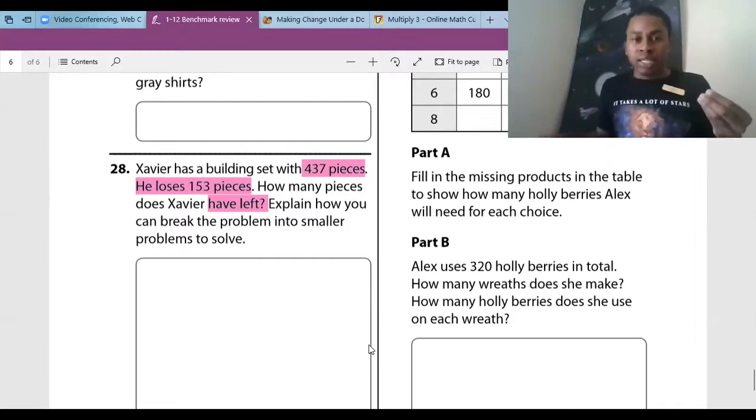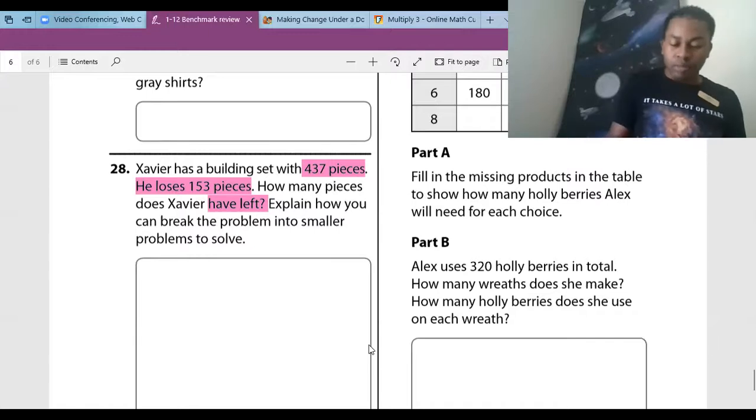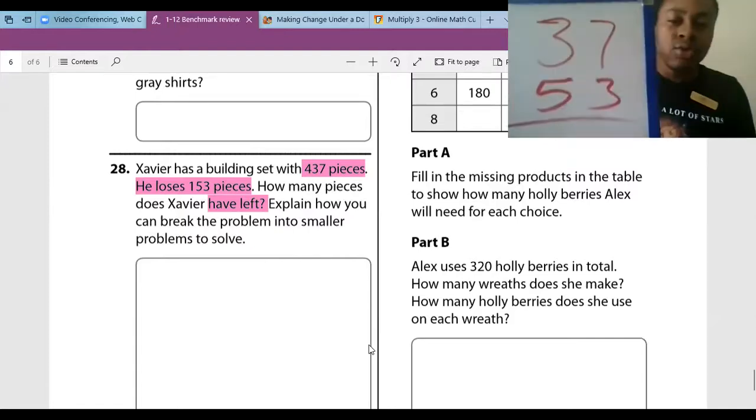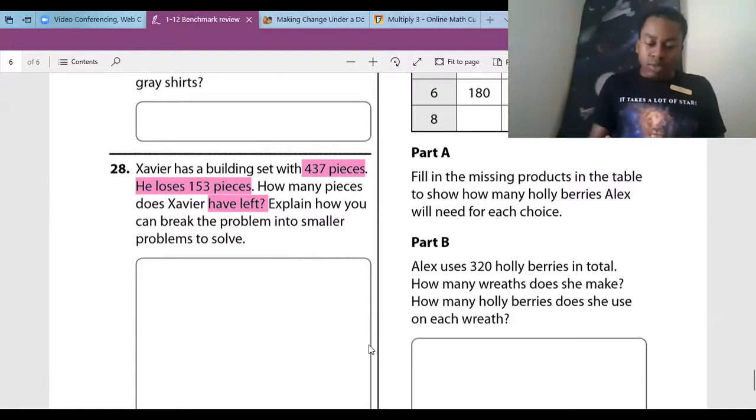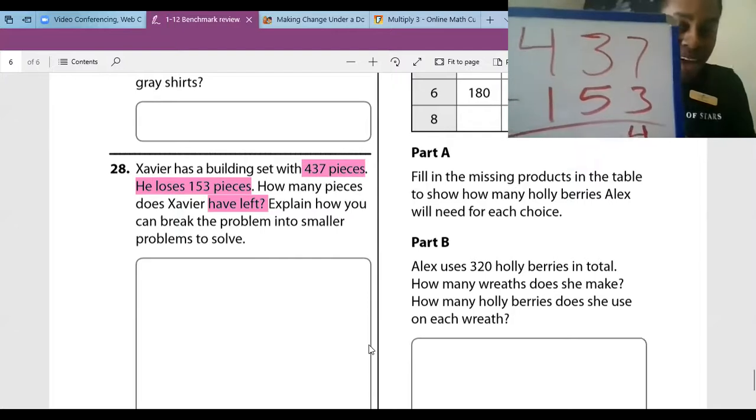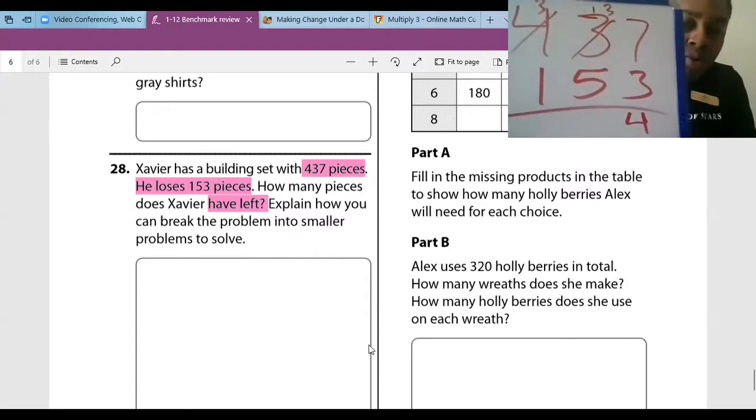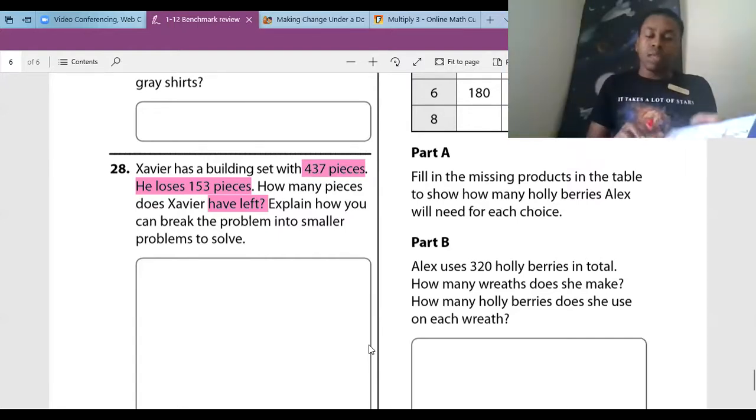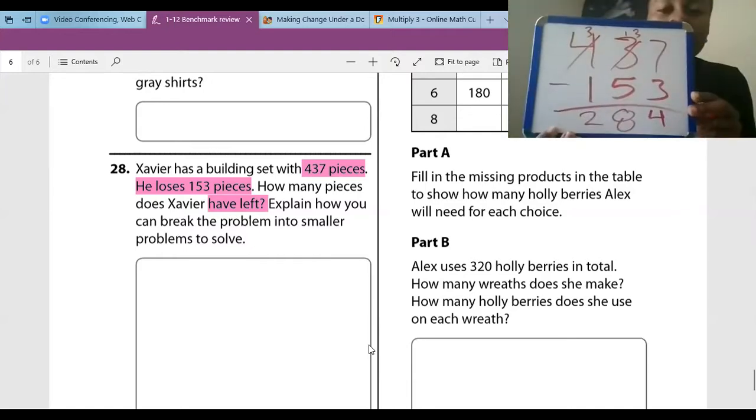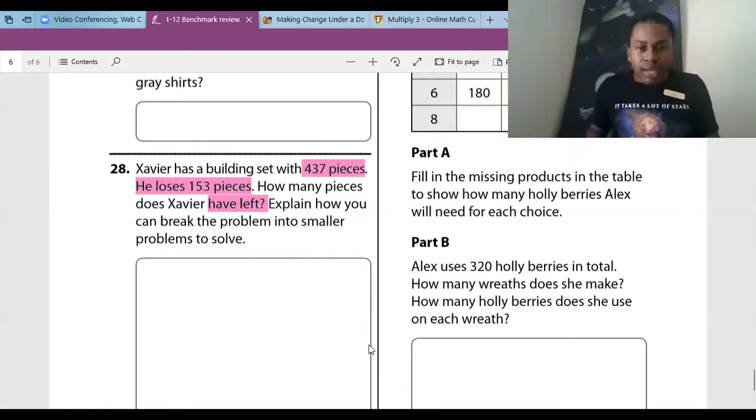So I'm going to do 437 minus 153. Okay, can I do 7 minus 3? Yes, 7 minus 3 equals 4. Can I do 3 minus 5 though? No, I'm going to make that 3 a 13. I'm going to cross out that 4 and make it a 3. Okay, 13 minus 5 equals 8. 3 minus 1 equals 2. My answer is 284. So your answer as to how many pieces does Xavier have left? He has 284 pieces left.